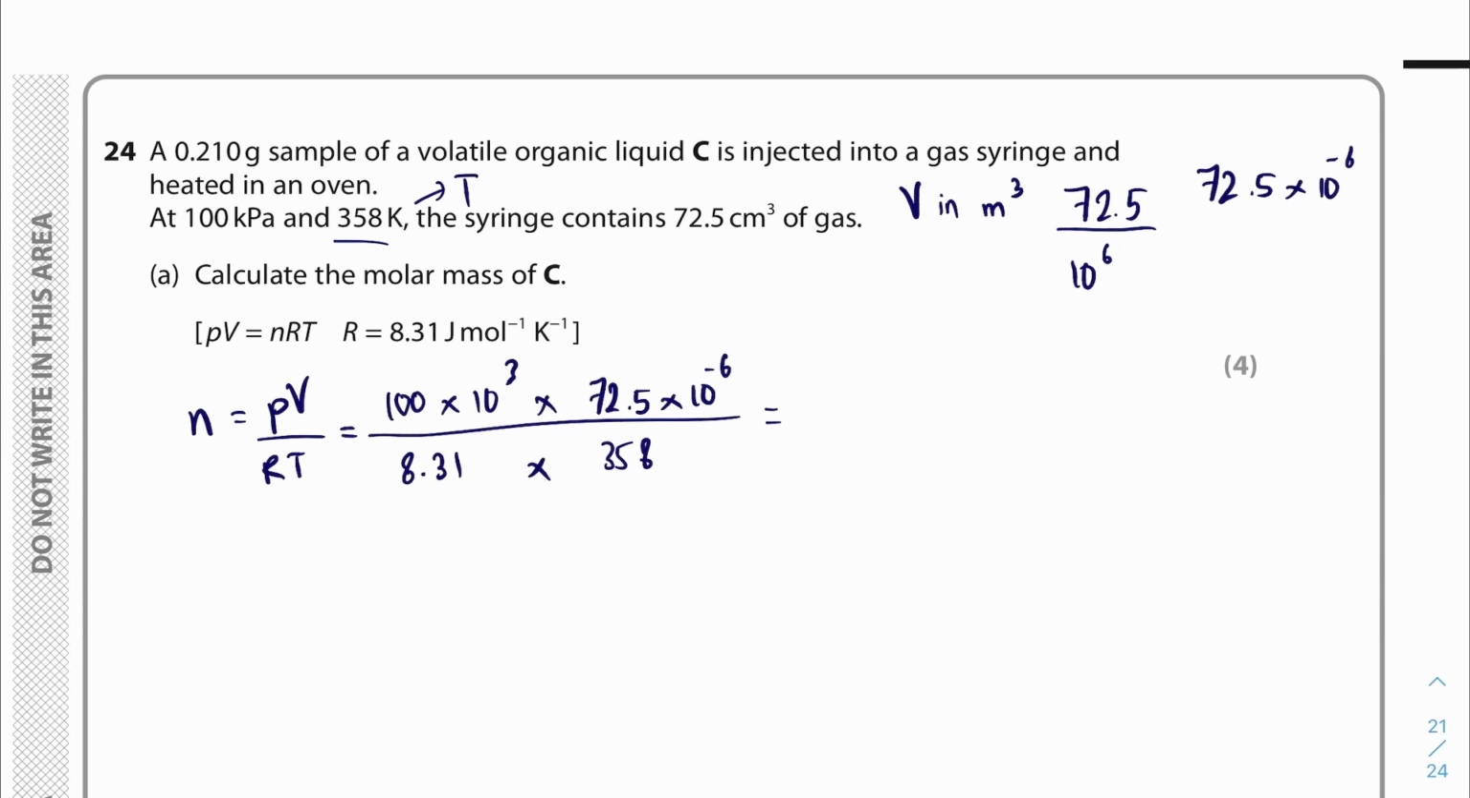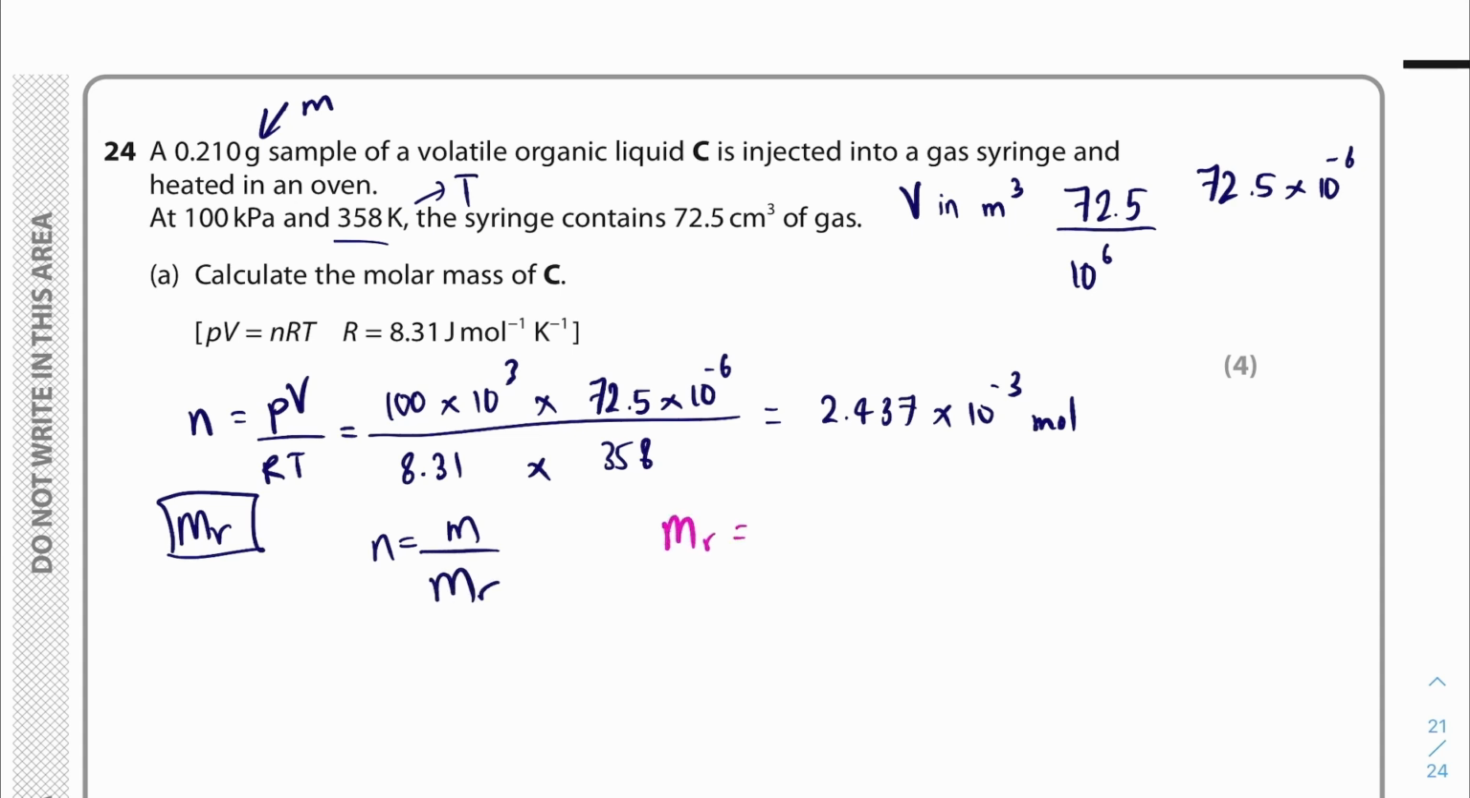So this gives us 2.437 times 10 to the power of -3 moles, right? So what do we do with this information now? Because they've given us something else, haven't they? They've given us this mass over here. So we can work out its molar mass, right? How do we work it out? We know n equals mass over molar mass. So Mr equals mass over n.